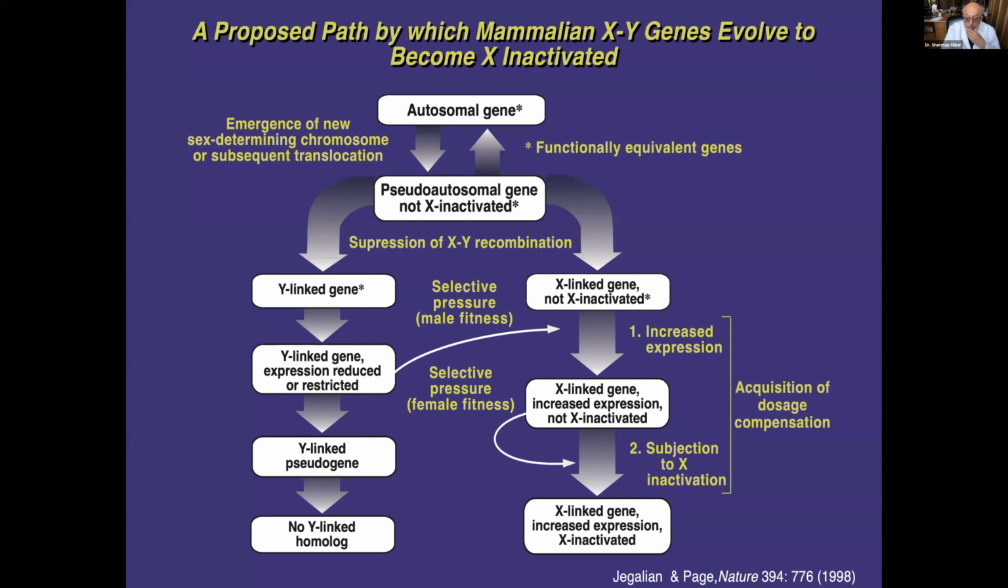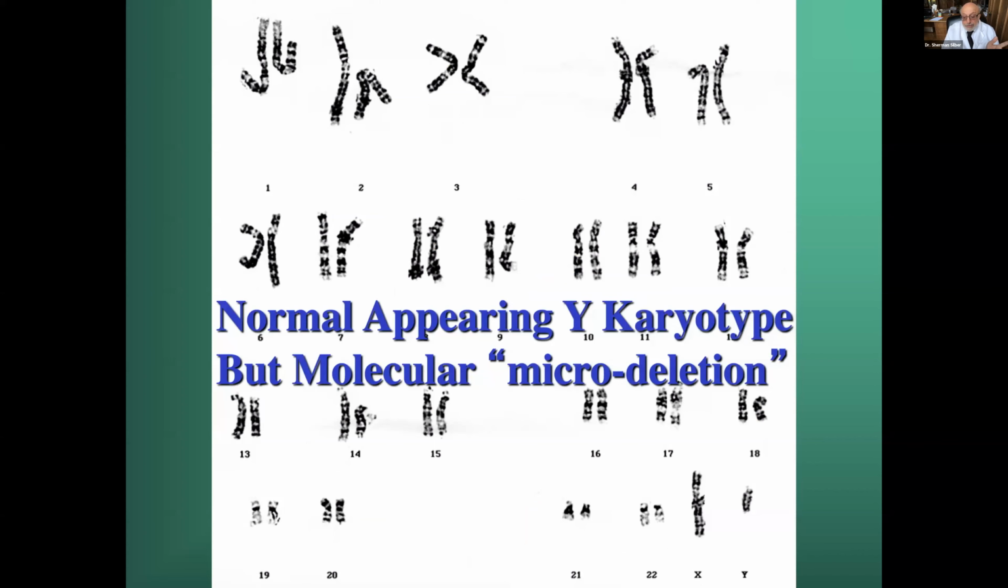And this is just a diagram from the Lahn and Page paper in 1999, showing this is a gradual process. First, you developed a pseudo-autosomal gene, and the X-linked gene was not X inactivated, and the Y-linked gene had a reduced expression, and the X had increased expression, and then eventually you had to have X inactivation so that both the male and the female would have equivalent expression of what were extremely important X genes, which were really autosomal genes.